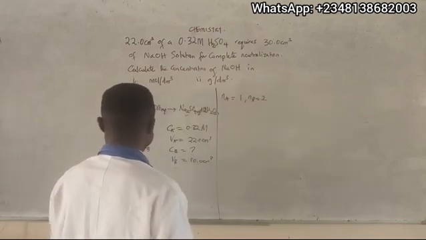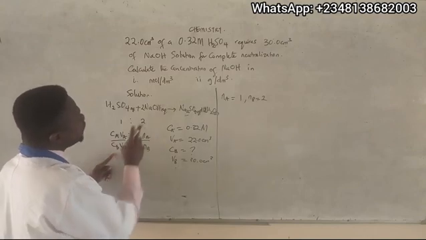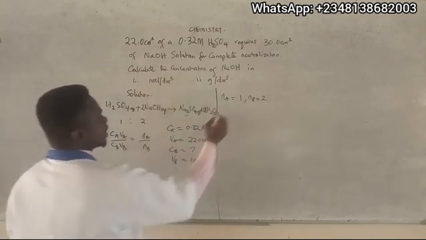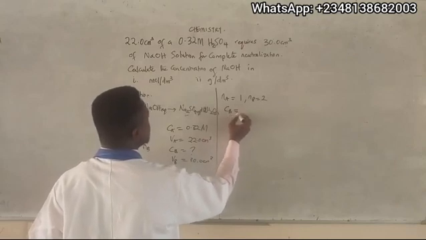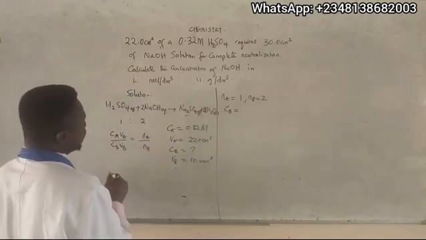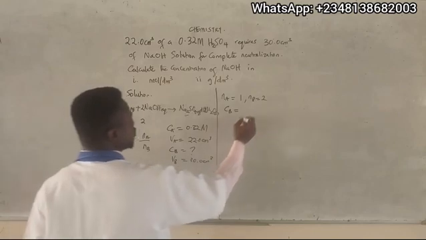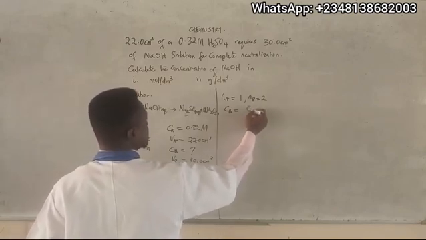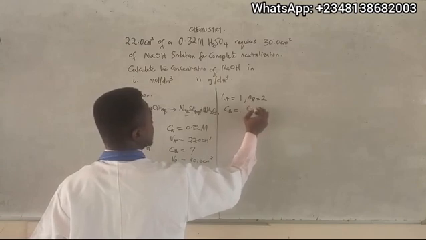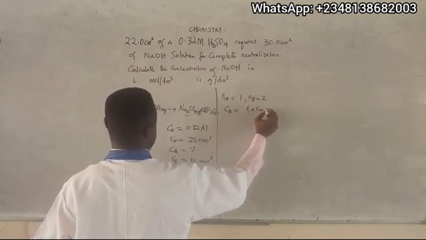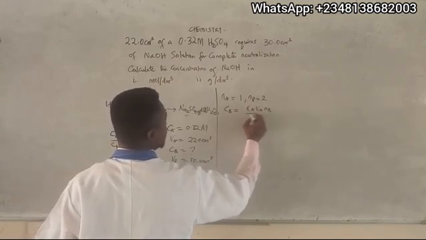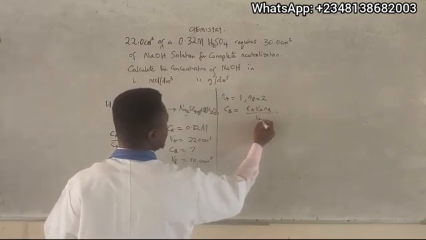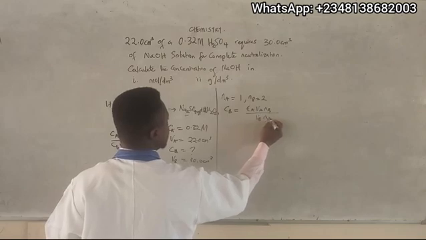Now from here we are looking for CB, so we make CB the subject of the formula. That means CB is now equal to, if we cross multiply, CA VA NB all over VB NA.